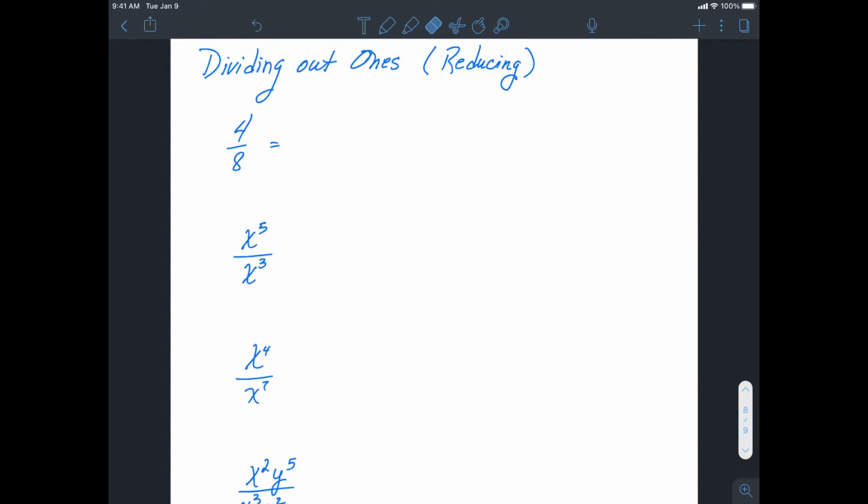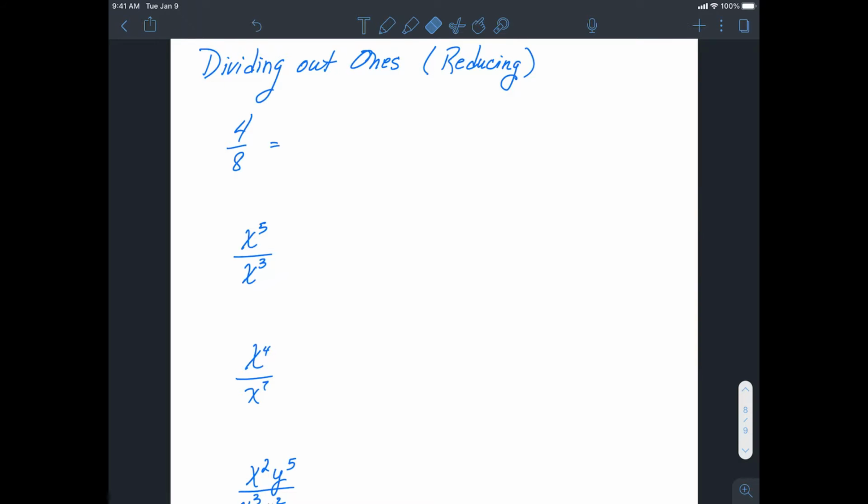The next step in simplifying expressions with exponents is simplifying rational expressions, or that is, expressions that are fractions. Now, simplifying fractions with variables is very similar to simplifying numeric fractions.